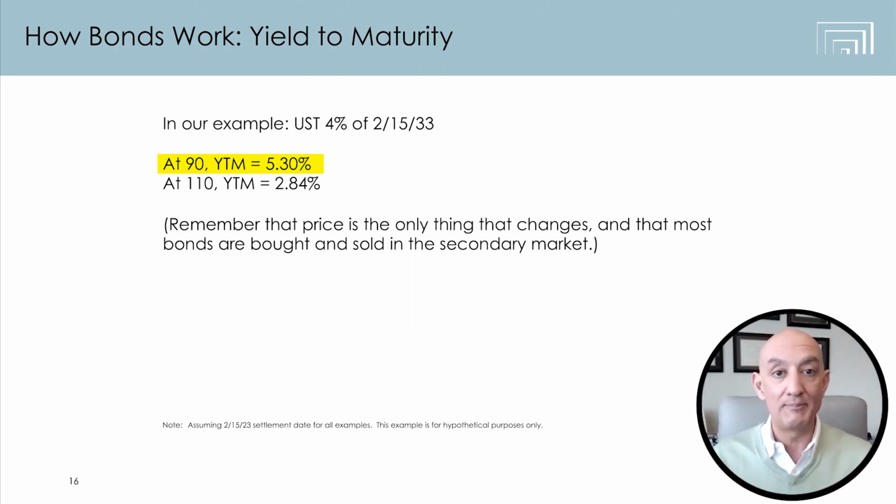That means that if you happen to be able to buy this bond at 90 cents on the dollar, you wouldn't get 4% a year to maturity. You'd be making 5.3% a year on your money, okay?